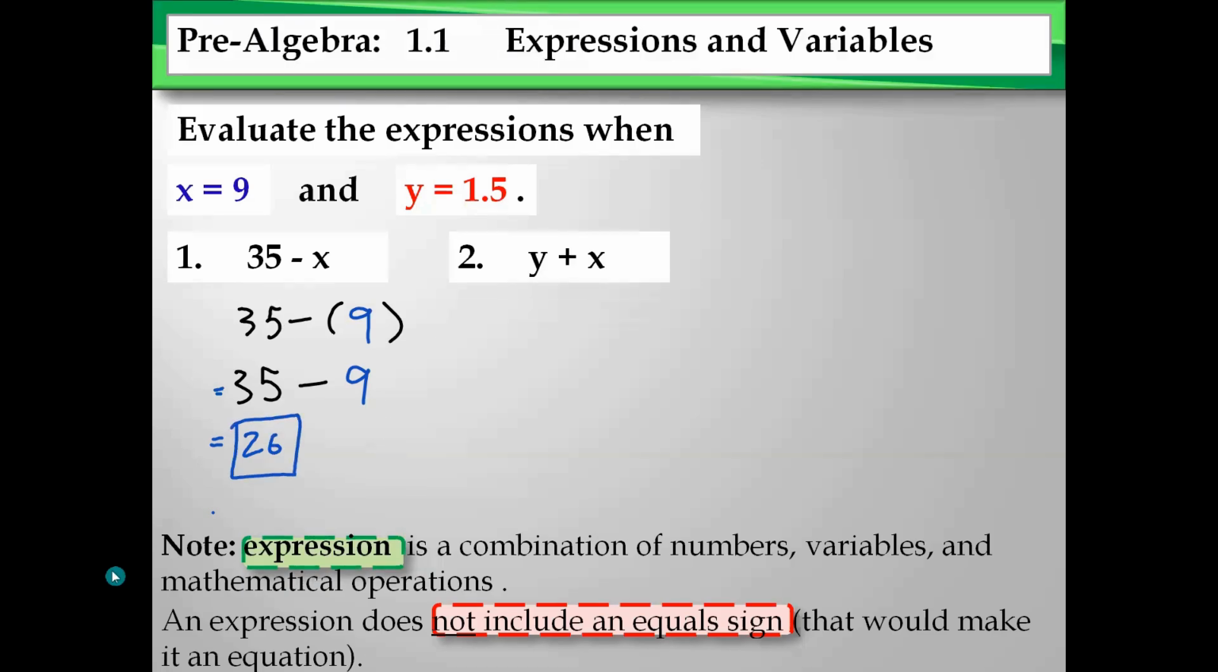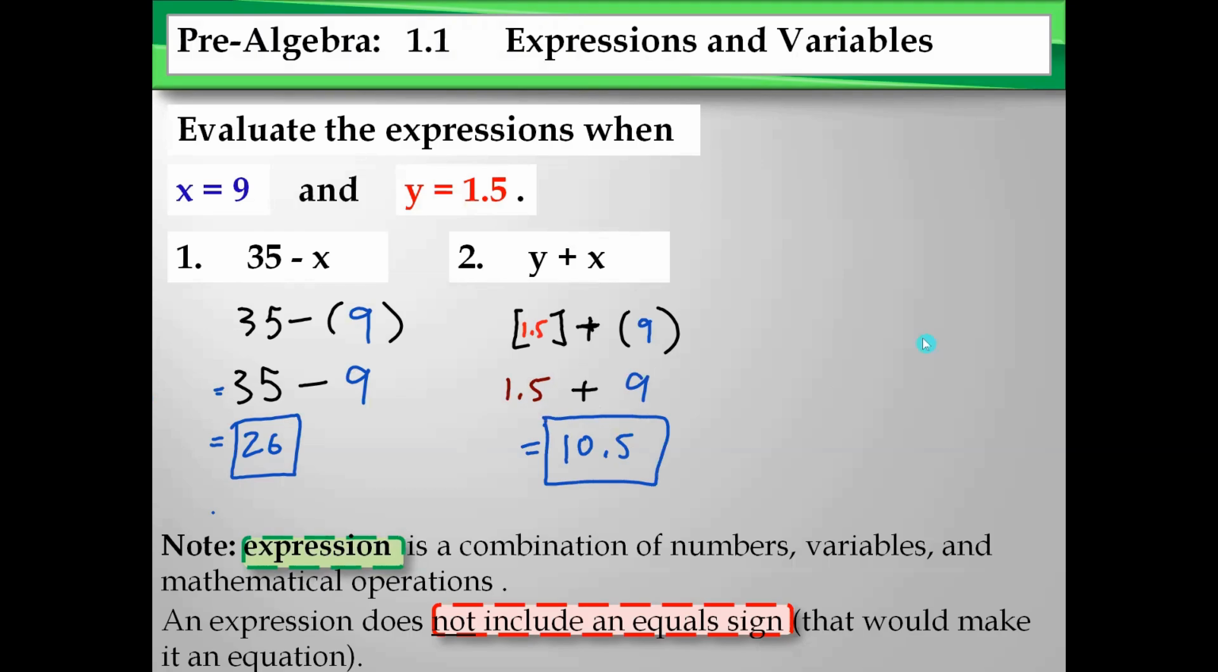Let's look at a second example where we're finding the sum of x and y. We're going to draw parentheses whenever we replace a variable. So for y, we're going to put 1.5, and for x, we're going to put 9. What we end up doing is adding 1.5 plus 9, and this will complete our expression. So for number 2, this will give us an answer of 10.5, and that's evaluating expressions.